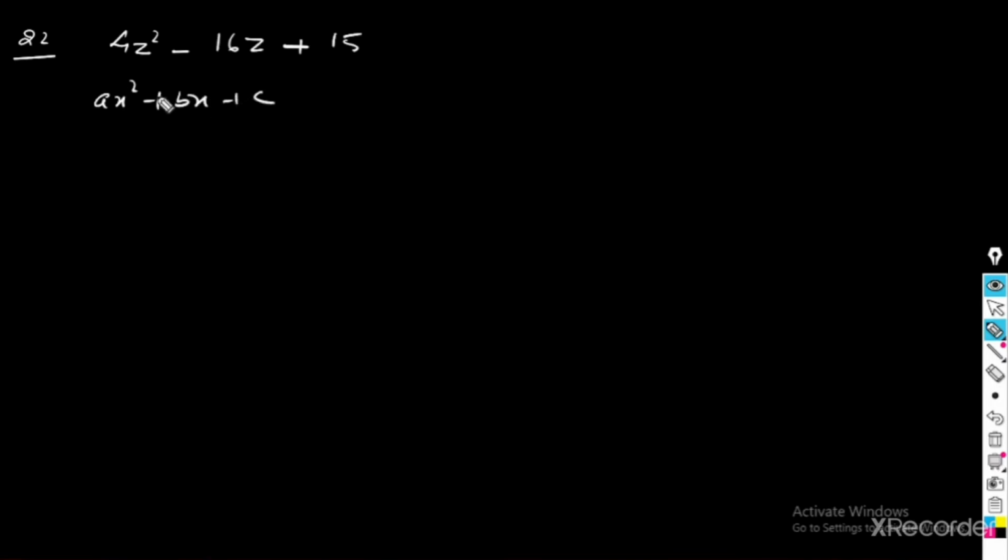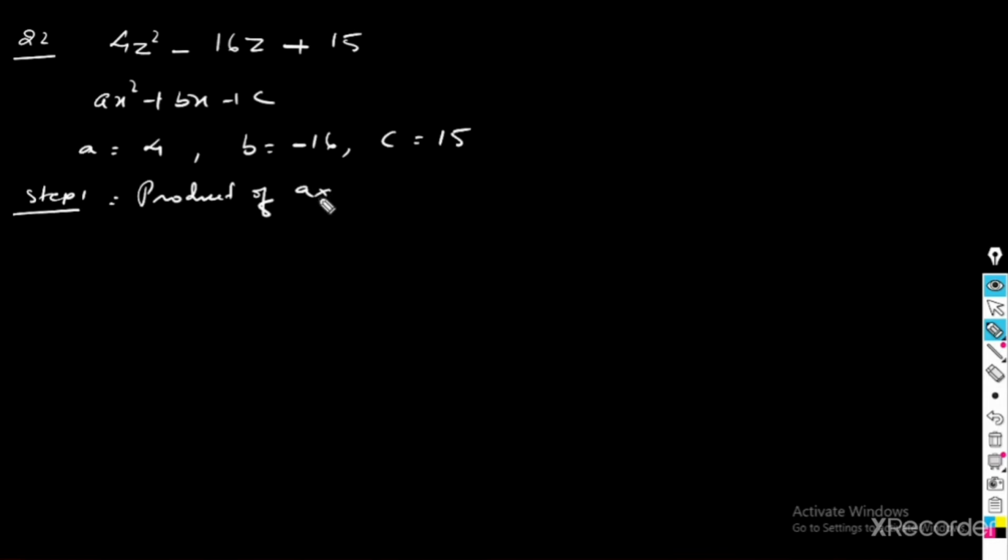And what is a here? a is 4, b is minus 16, and c is 15, right? So as per step 1, what I have told you, you have to find the product. It means you will write here product of a and c. The very first step is the product of 4 with 15. So it is 4 into 15, that is equal to 60. Right? Then you are getting 60 here, and what will you do with this?